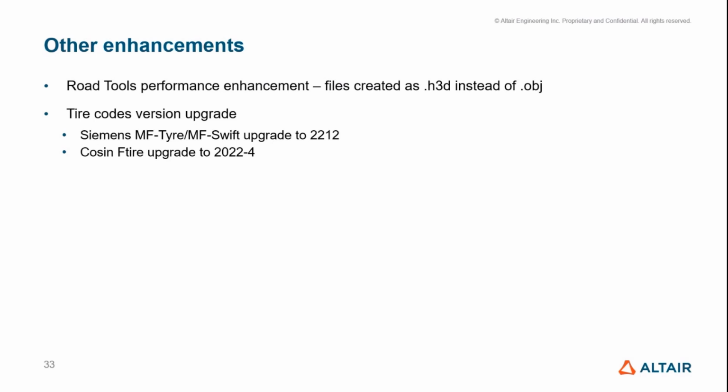Now, talking quickly about other enhancements that we have done in the previous release, we have improved the performance of the road tools itself. Before, when you loaded an RDF inside the road tools, it created an OBJ, which is very heavy. Now it creates an H3D that's light and greatly increases the performance to generate, and we use this road in the model. And we also updated the tire codes. For example, for Siemens we upgraded to 2212, and for the Cosin FTire we upgraded to 22.4.